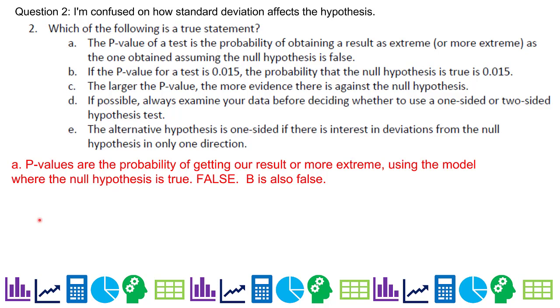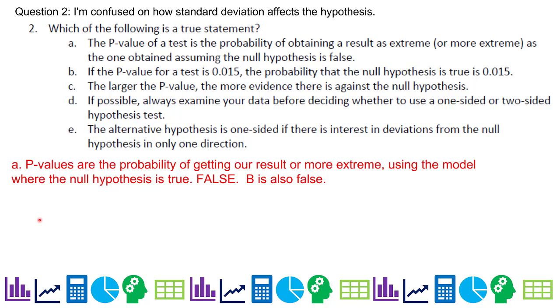It's the probability of obtaining a result as extreme or more as the one obtained, assuming the null hypothesis is true. We build our world around the null hypothesis, assuming it's true, and then we see if our data fits our world. If it fits our world, we don't change our mind, okay? If it doesn't fit our world, then we're like, oh, this is convincing. We need to change our mind.